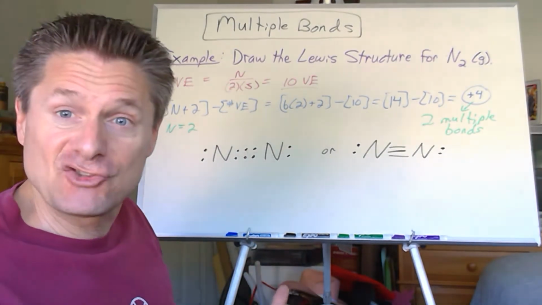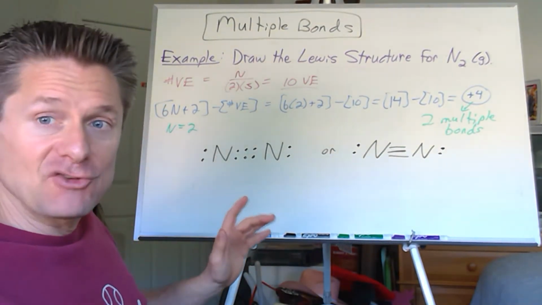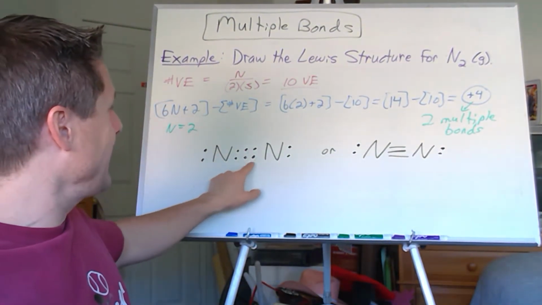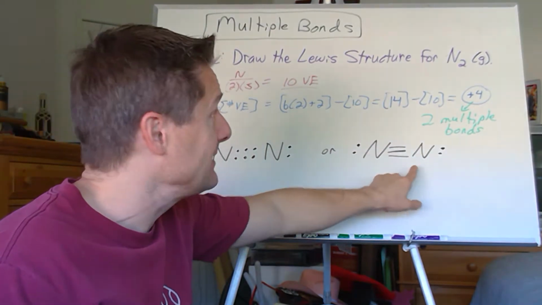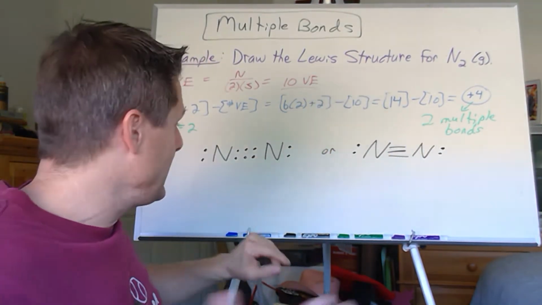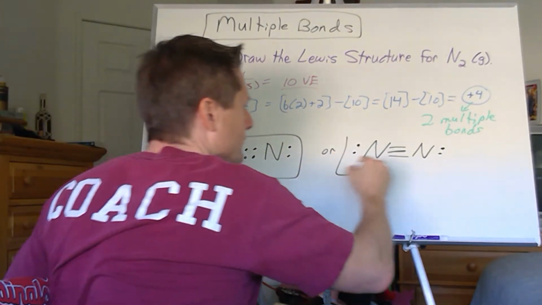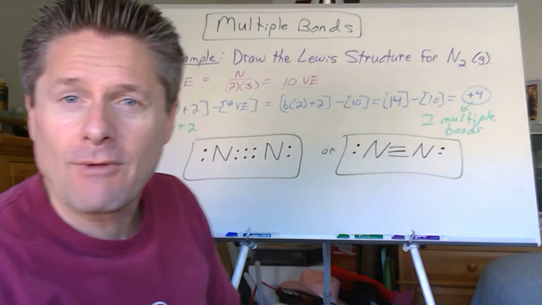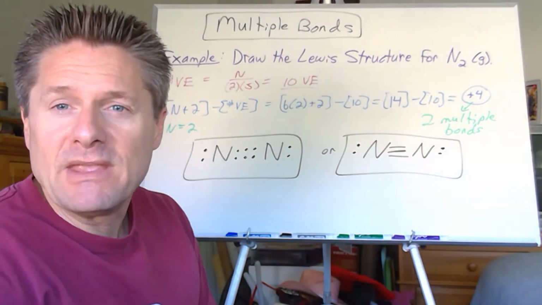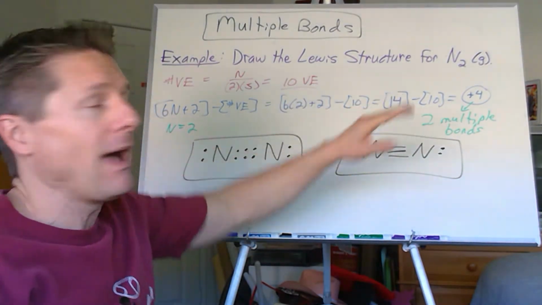Let's check that last step. How many electrons did we use? 2, 4, 6, 8, 10. 10 equals 10, yay! So we know that that's correct, and that's how you deal with species with multiple bonds, every positive 2.